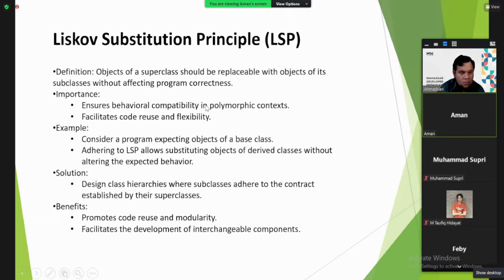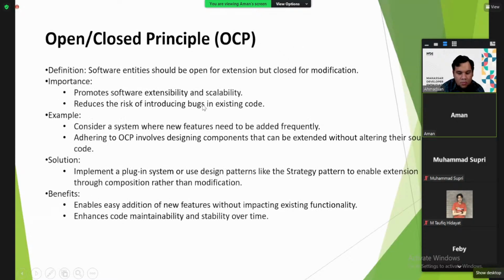Why is it important? It is important because of the extensibility and scalability, also the maintainability, and because it reduces the risk of introducing bugs in the existing code. The bugs would be reduced because we are not touching the existing code, we are just adding new things which are separated out from our existing code. So let's try to understand this principle from the example.